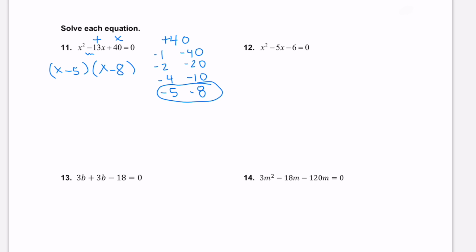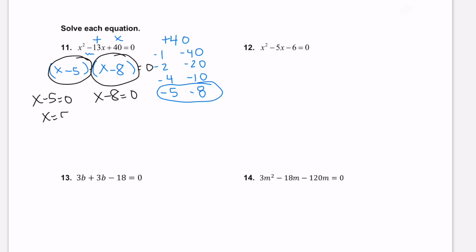So I'm looking at this set equal to 0. If two things are multiplied and the answer is 0, either this one has to equal 0, x minus 5 has to equal 0, or this piece has to equal 0, x minus 8 equals 0. So x, what number minus 5 equals 0?